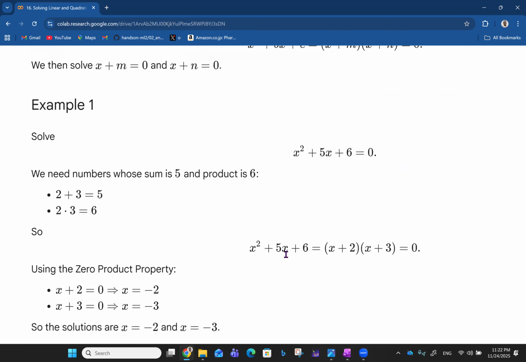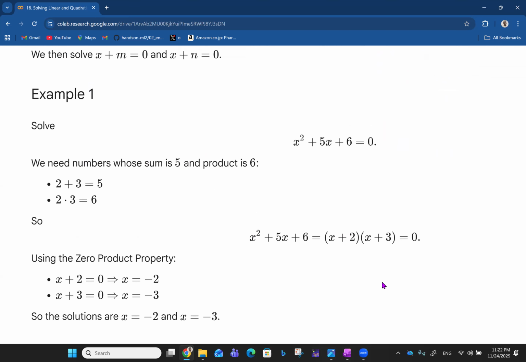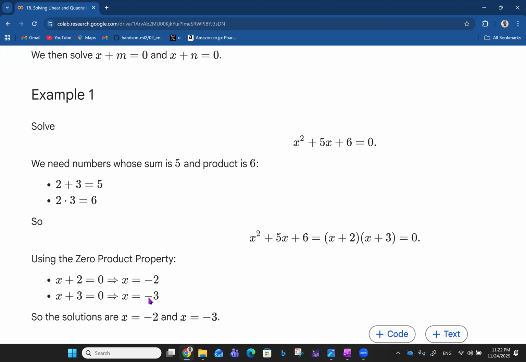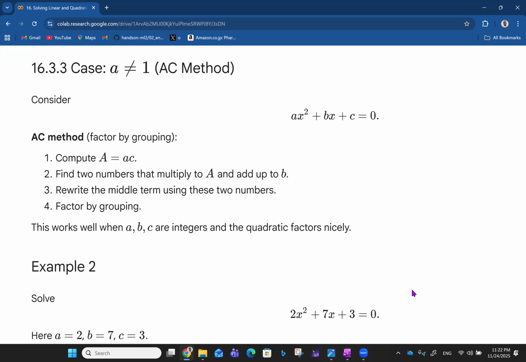So you have x squared plus 5x plus 6 equals 0, we are looking for x plus m and x plus n. So you have x plus 2, x plus 3 equals 0. So if you now use the zero product property, x plus 2 is 0, which implies that x is equal to minus 2, and x plus 3 is 0, which implies that x is equal to minus 3. So the solutions are x equals minus 2 and x equals minus 3.